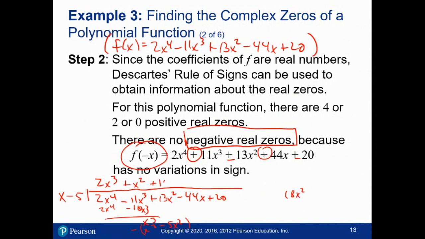So I need to do a plus 18x. That's going to give me an 18x squared. 18 times 5 is 90, so I get minus 90x. I take my negative 44x and I subtract that, and that gives me a plus 46x. Then I'm going to have to multiply this by 46, and I'm definitely not getting a zero remainder. I made a mistake somewhere. Let me figure out where.